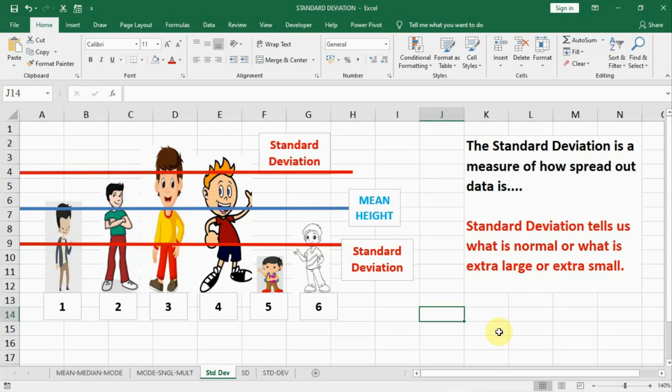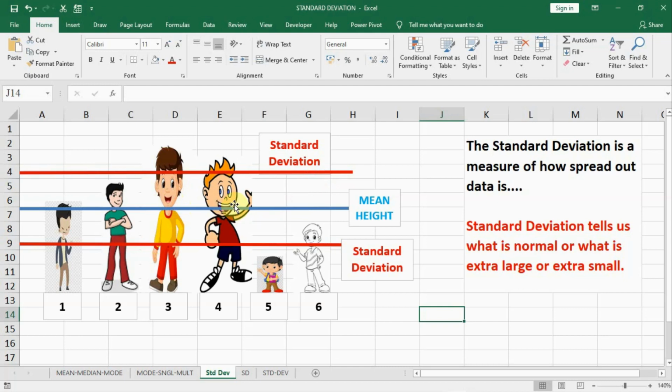Friends, in this lecture, we learn how to calculate a standard deviation, what standard deviation is, and how we can use it. On the screen, you can see a simple diagram that explains standard deviation. The six boys have different heights, and the blue line shows the mean or average height. Standard deviation on both the plus side and the minus side is shown by the red lines.